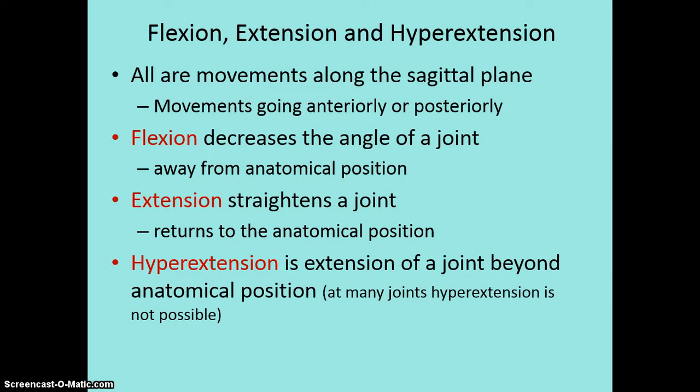Some joints can hyperextend. Remember, extension is when you return back to anatomical position, and some joints allow you to continue moving beyond anatomical position. That's called hyperextension. Some joints, like say your elbow or your knee, do not allow for hyperextension.